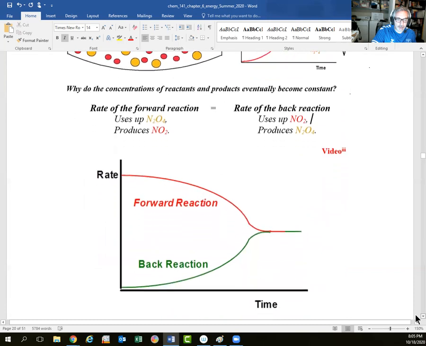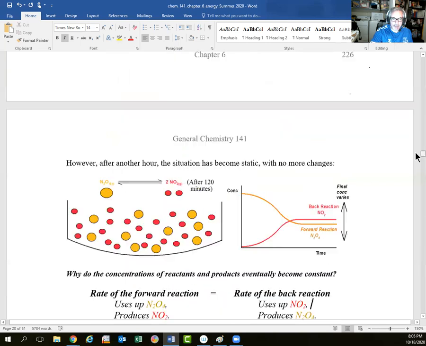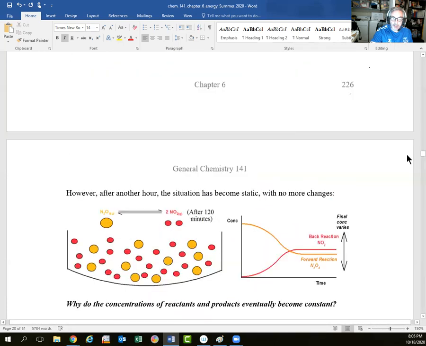And we can see that when we look at a graph of the rates of the two reactions. Remember, we started off with the N2O4, which is a chemical for the forward reaction, but it starts to get used up, and so the rate of the reaction starts to slow down. We produce a chemical that drives the back reaction, NO2, and so the rate of that reaction starts to speed up. And we reach this dynamic point of equilibrium where the two reactions are now happening at the exact same rate. And so the concentration of each chemical no longer changes.